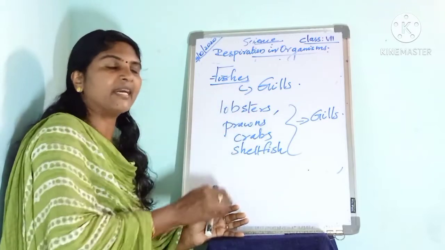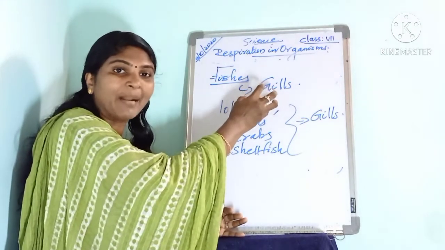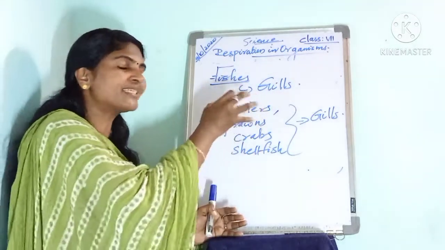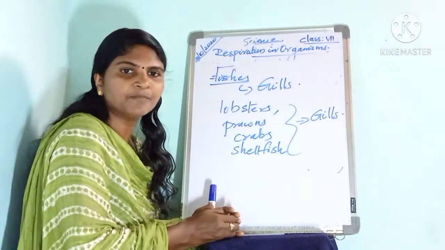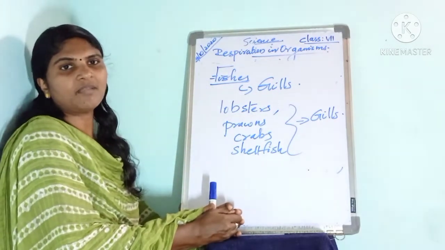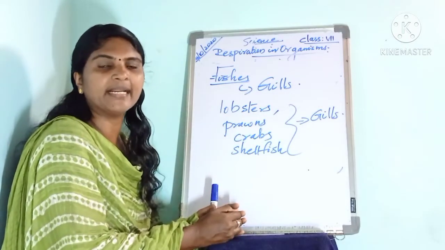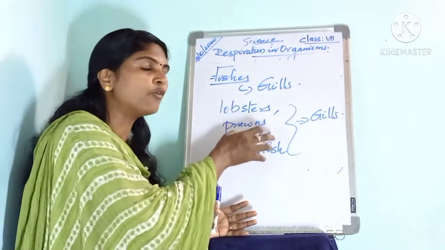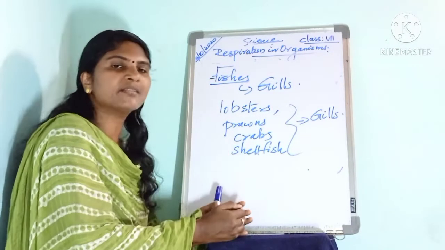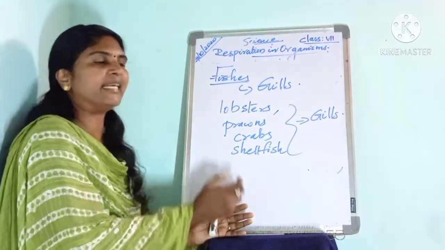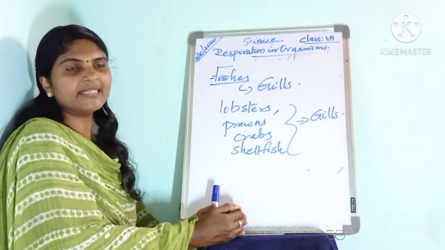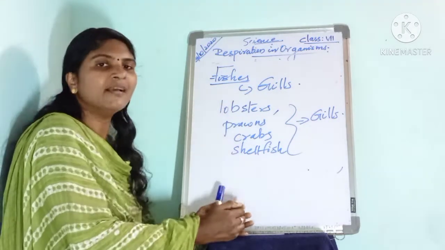In the gills, which are full of blood vessels, that means they are filled with blood. The oxygen from the water diffuses into the blood in the gills and is carried to every part of the body. Similarly, the carbon dioxide in the blood of fish diffuses out into the water from the gills. In this way, respiration takes place in fishes.